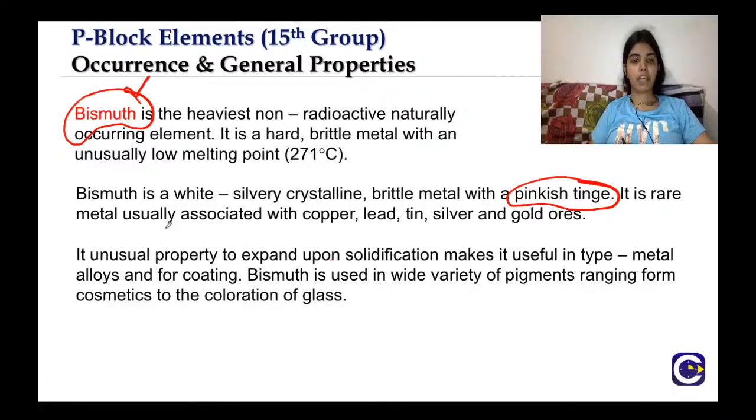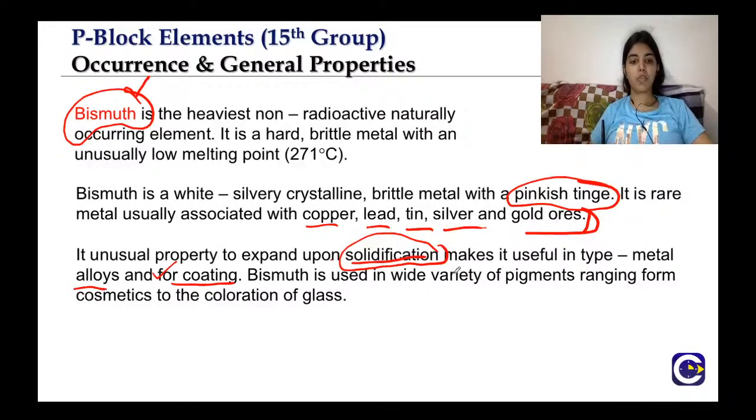It is a rare metal because it is associated with copper, lead, tin, silver and gold ores. That means the ores of gold, silver, tin, lead and copper also contain some amount of bismuth. Its unusual property is that it expands upon solidification, right? So when you solidify it, it expands. Therefore it is used in alloys and for coating because of its expanding property.